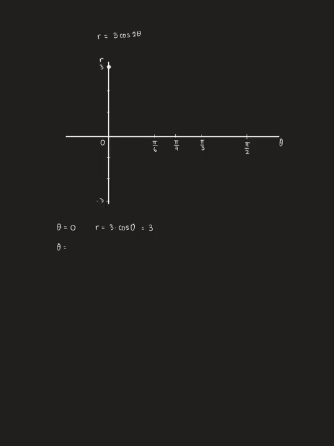When theta is pi over 6, r will be 3 times the cosine of 2 times pi over 6, which is the cosine of pi over 3. That's 1/2, so this gives us 3/2. So that's going to be maybe over here. When theta is pi over 4, r is 3 times the cosine of 2 times pi over 4, which is 3 times the cosine of pi over 2, and that's 0.